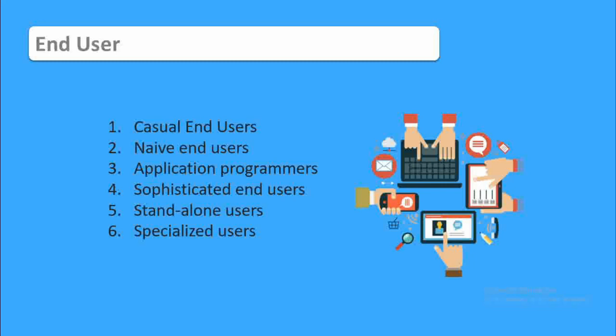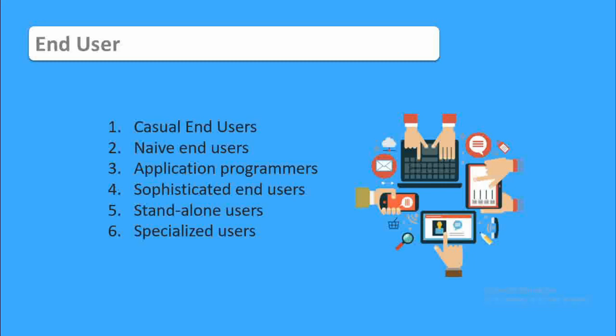The first one is the casual end users. These users access the database more often and they use a query language to perform their tasks. These users learn a few of the many facilities provided by the DBMS. Naive users, on the other hand, use a specific user interface that is specially designed for their requirement to access the database. They use very few facilities provided by the DBMS.